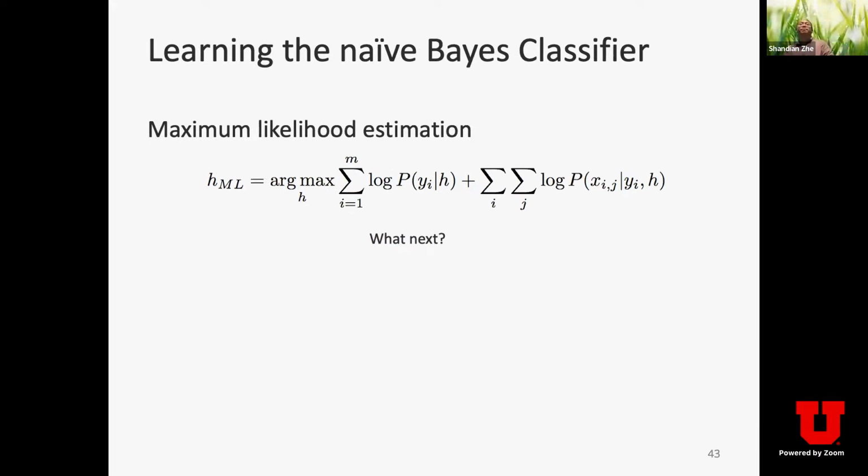So what's the next step? Yeah, gradient descent. But before the gradient descent, what should we determine? We should determine what's the form of this. How do we set the form of the prior probability of yi, and what is the probability of the likelihood of feature xij given yi, right?